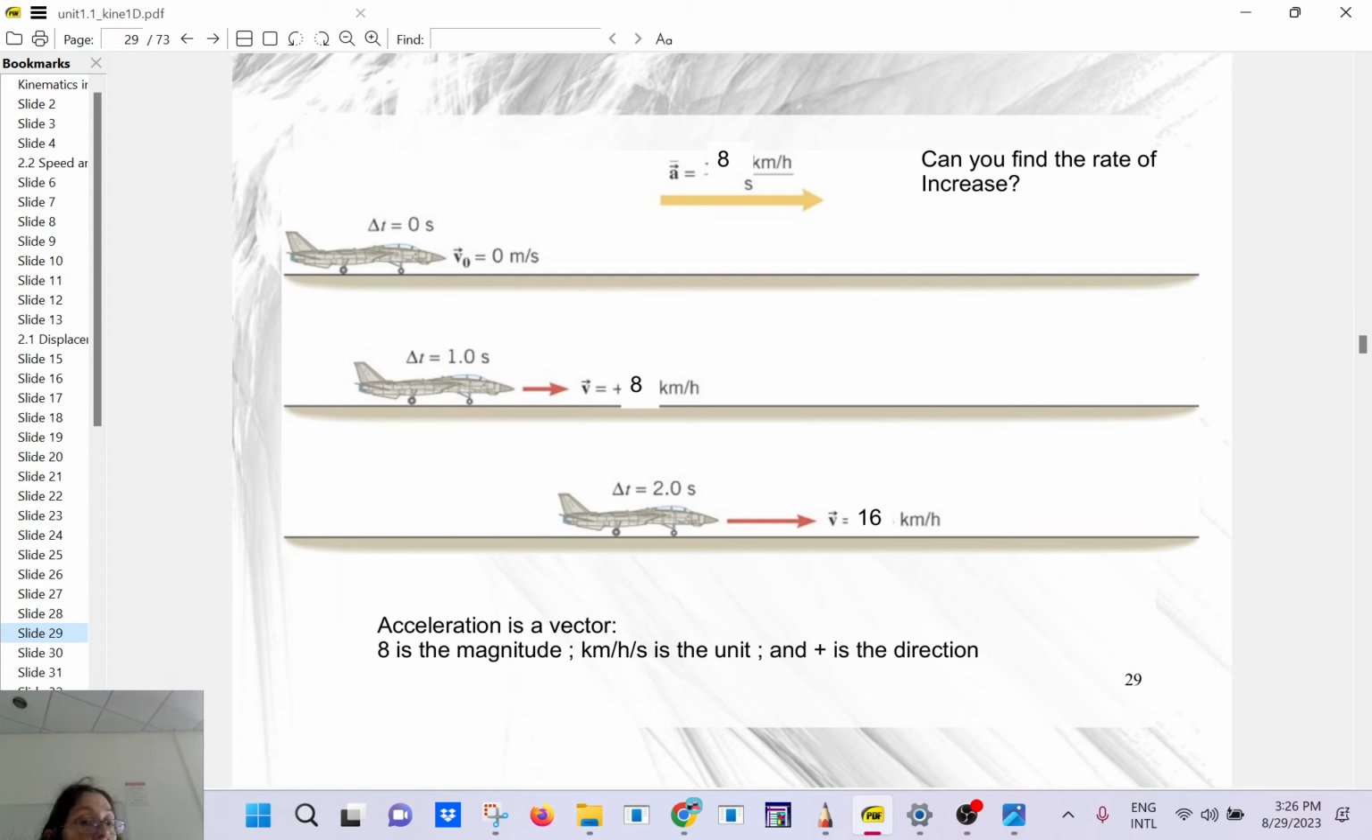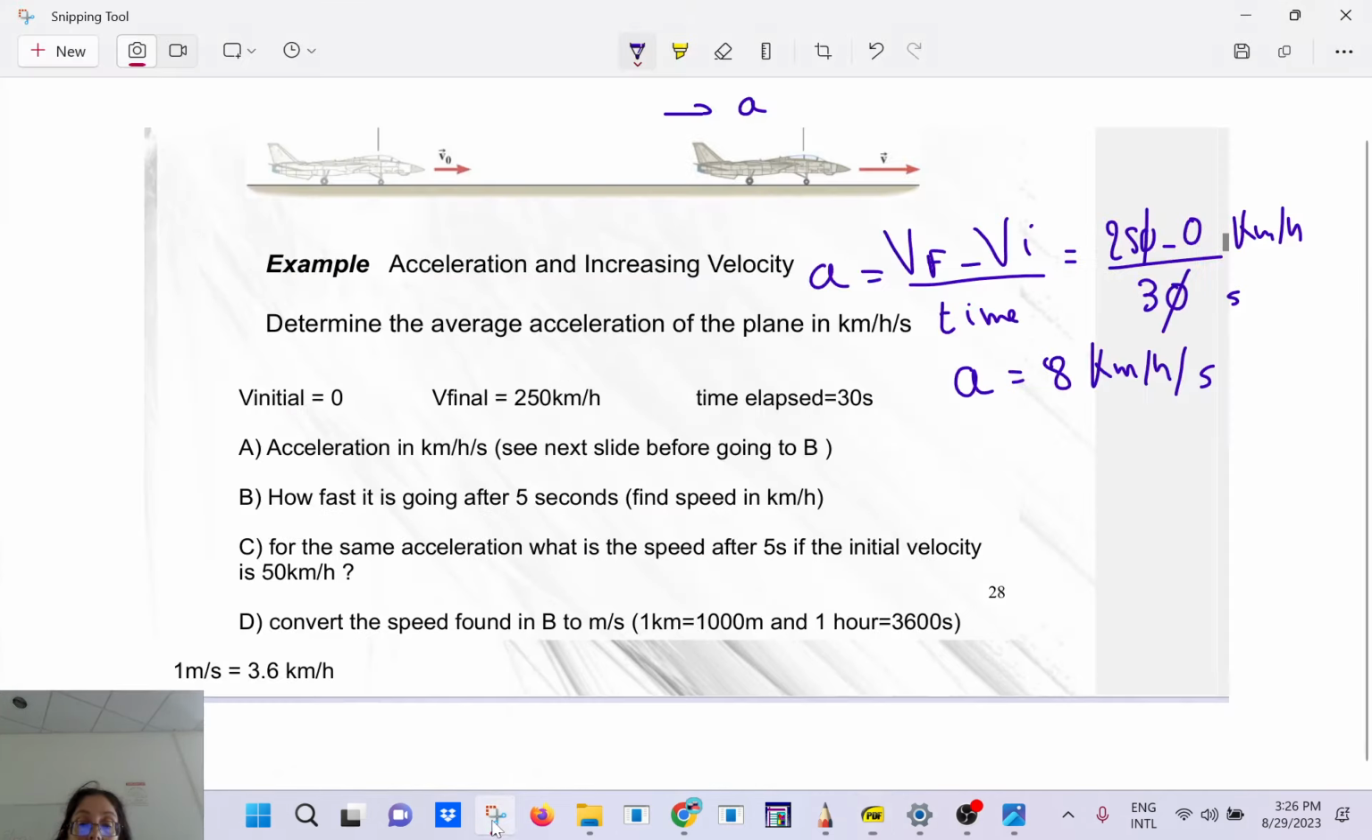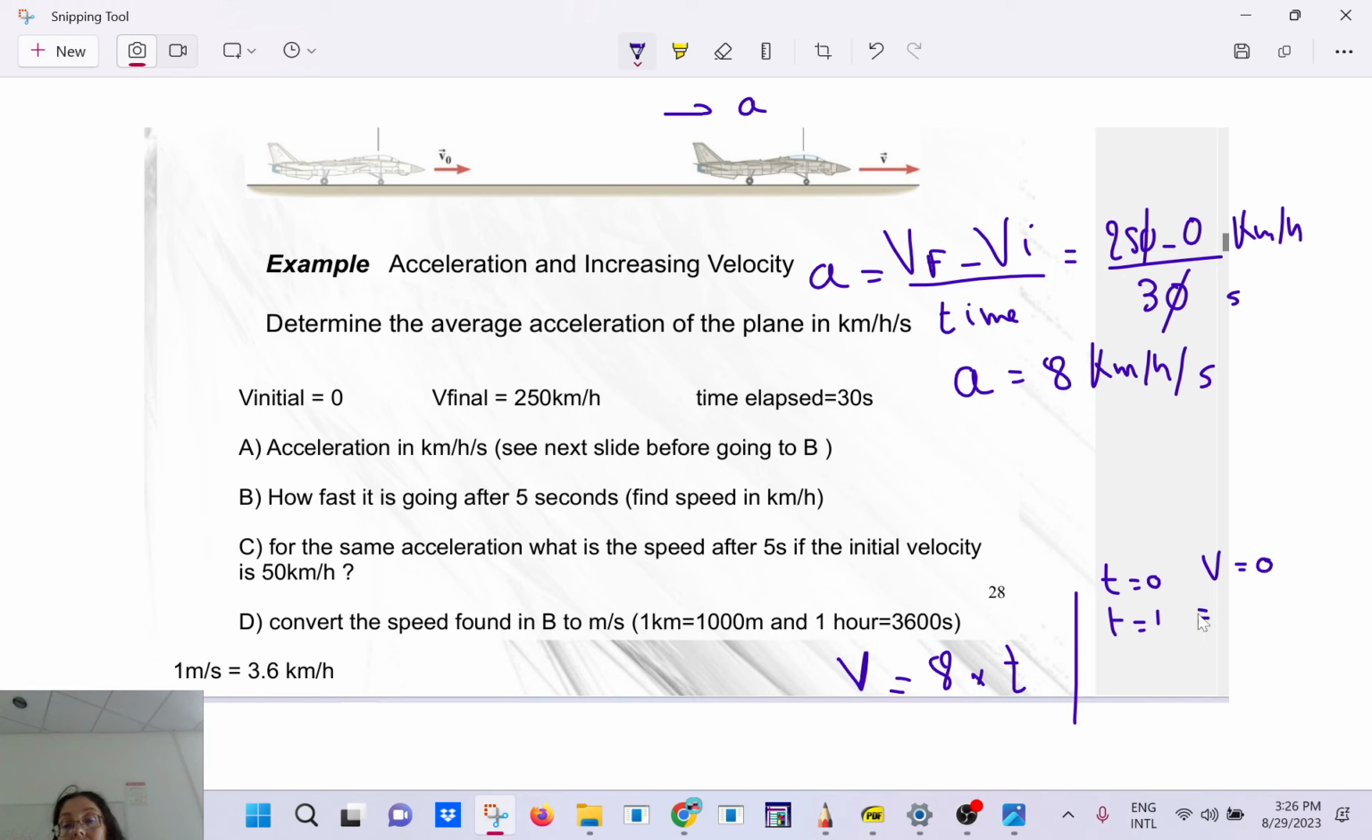Okay. So you can even find the equation for that. You have V, the velocity, equals 8 times the time. At t equals 0, the velocity is 0. At t equals 1, it's going to be 8. At t equals 2, it's going to be 16. T equals 3, it's going to be 24, and so forth. And you see that every second, the velocity increases by 8.